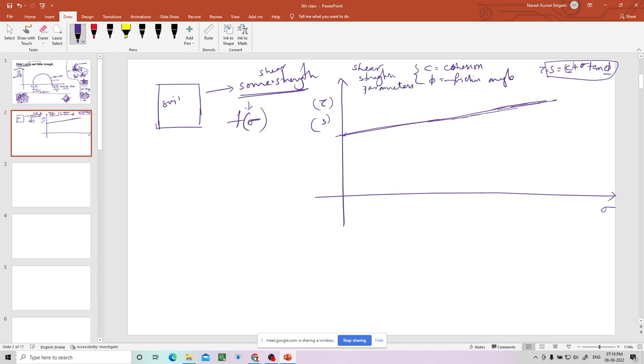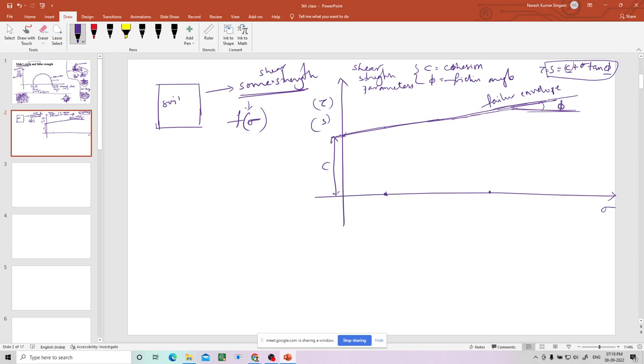Now this intercept is C, and the angle it is inclined with the x-axis is the friction angle. This is the failure envelope, or failure curve, failure line for a soil. If you apply this much sigma, then you will have this much shear strength. If you apply this much sigma, you will have this much shear strength.